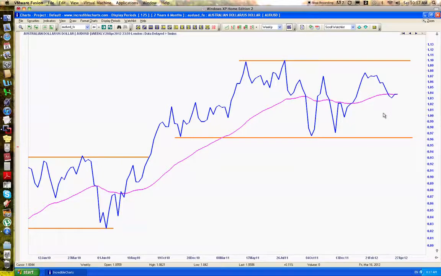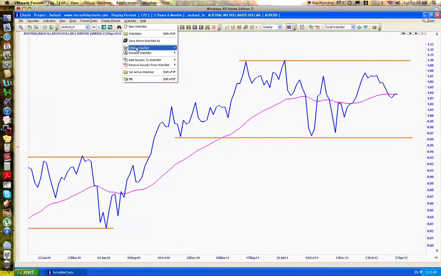So if we see a break below parity, which we saw back here in a high volatility range in October through to Christmas last year, if we see that break through to 96 and below, you can pretty much call the Aussie dollar off, because it's the fifth most traded currency in the world, and if it's below that, that basically means risk off for everyone.